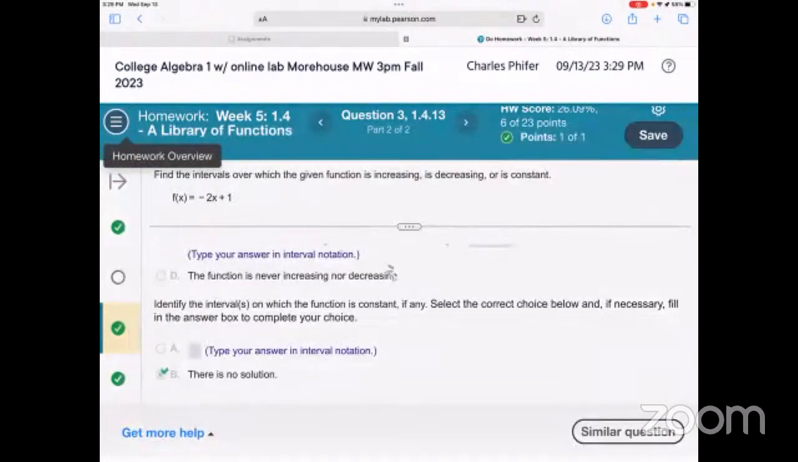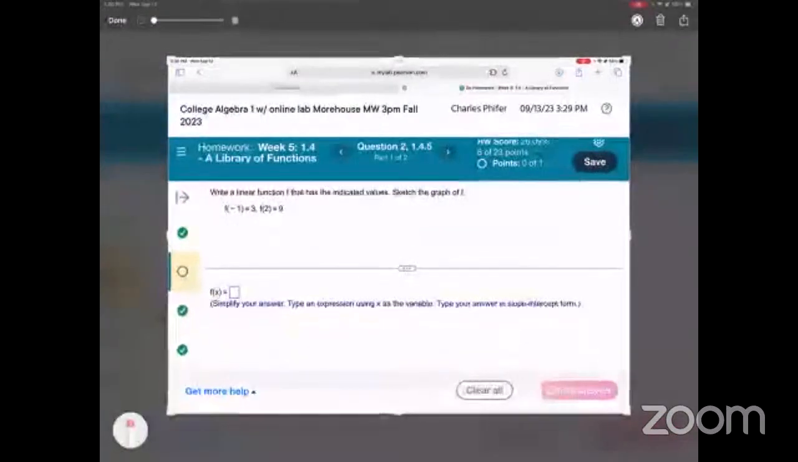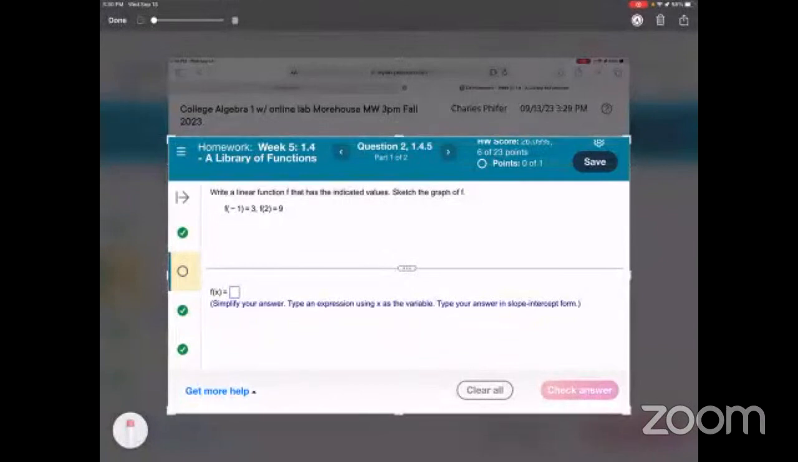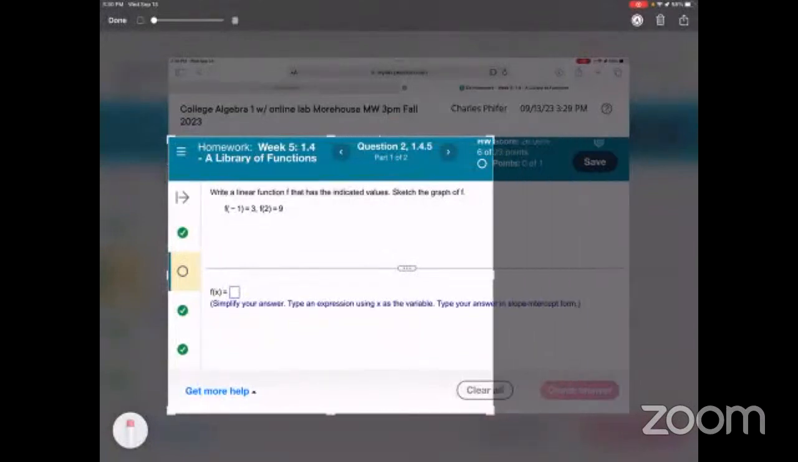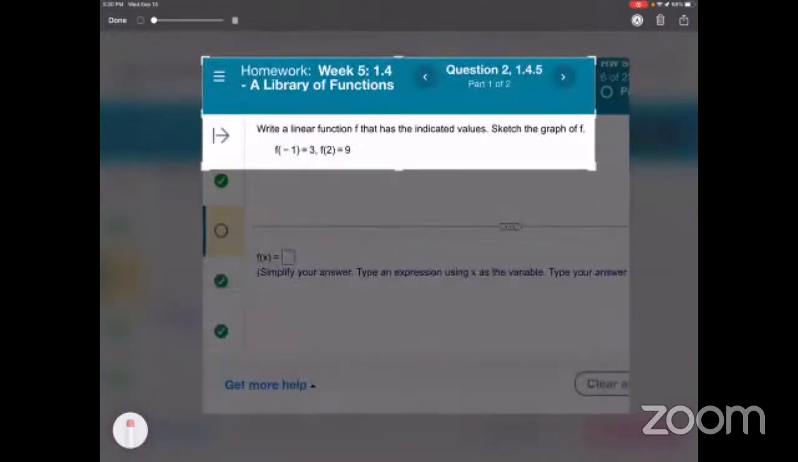Write a linear function that has the indicated values and sketch the graph. So in other words, they're asking us to find the equation of the line that passes through the points. Let's take some notes here. Get a copy. Then let's copy and delete.